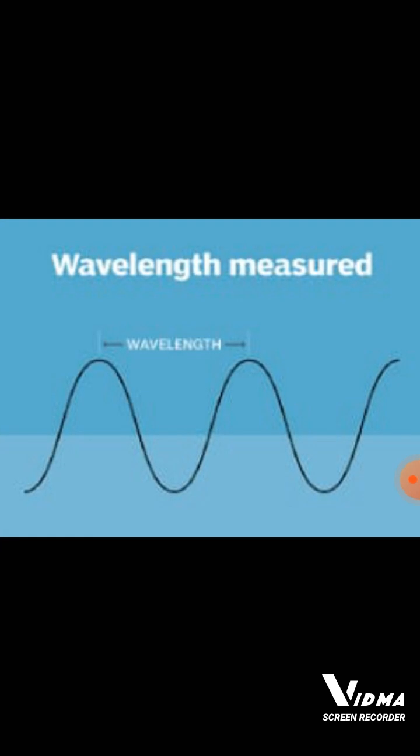Wavelength. Before that, what is a crest and what is a trough? A peak is known as the crest and the valley is called the trough of a wave. So, the distance between two corresponding crests or two corresponding troughs is known as wavelength. It is represented by lambda and the SI unit of wavelength is meter.